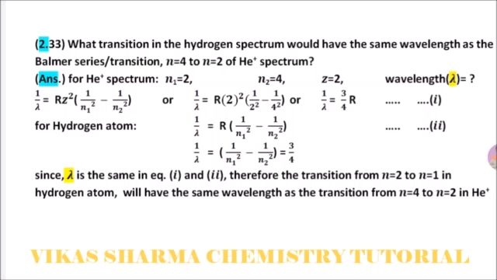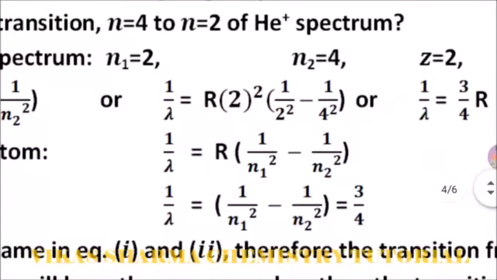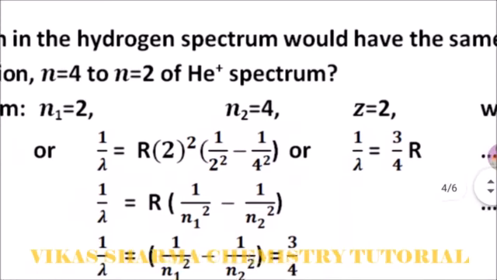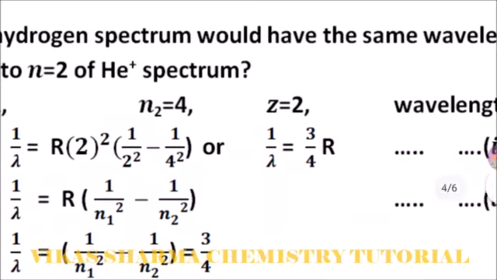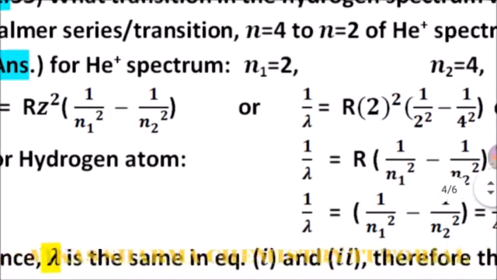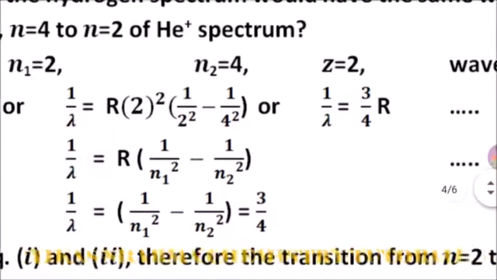So 1 upon lambda is equal to R Z square (1 over n1 square minus 1 over n2 square), or 1 upon lambda is equal to R, where Z is equal to 2, so 2 square, times (1 over 2 square minus 1 over 4 square). After the calculation, 1 upon lambda is equal to 3 upon 4 R. This becomes equation first. For the hydrogen atom, 1 upon lambda is equal to R, where Z is 1, so we put only the value of Rydberg constant times (1 over n1 square minus 1 over n2 square). This is equation number second.